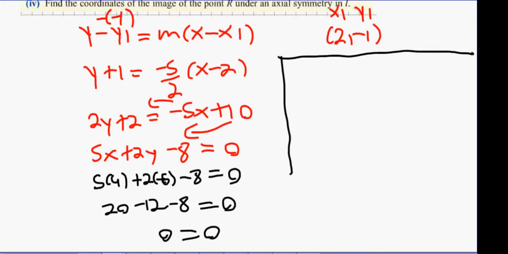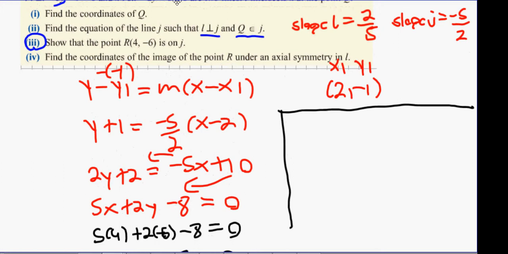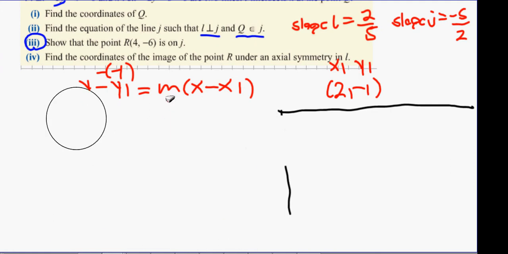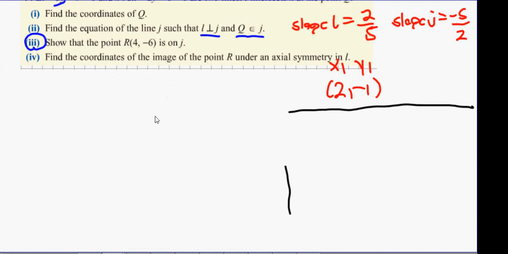Now guys, axial symmetry. What axial symmetry means is this. You have a line like this and you have a point on the outside of the line. What you need to do is figure out how close the point is to this line, and reflect it out the same distance to your side. We have vital information on this stuff. We know that L is this line here. L contains the point (2, minus 1). Would everybody agree with that?